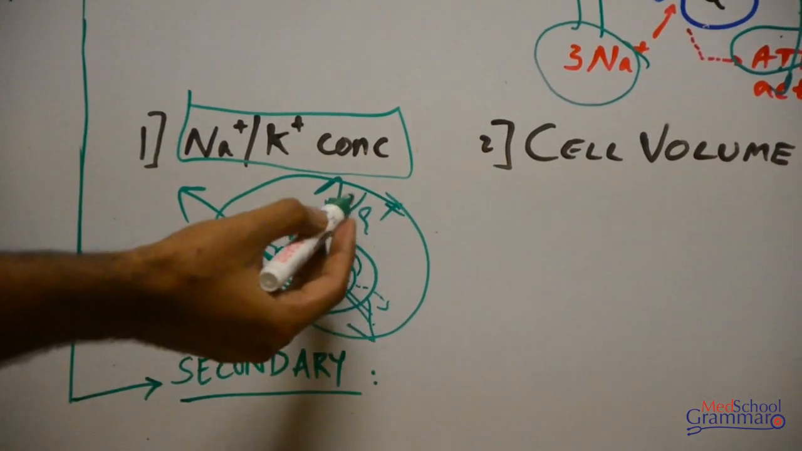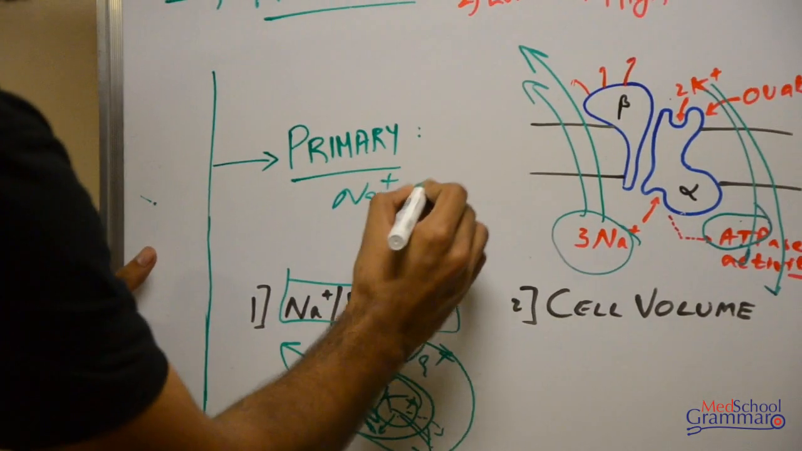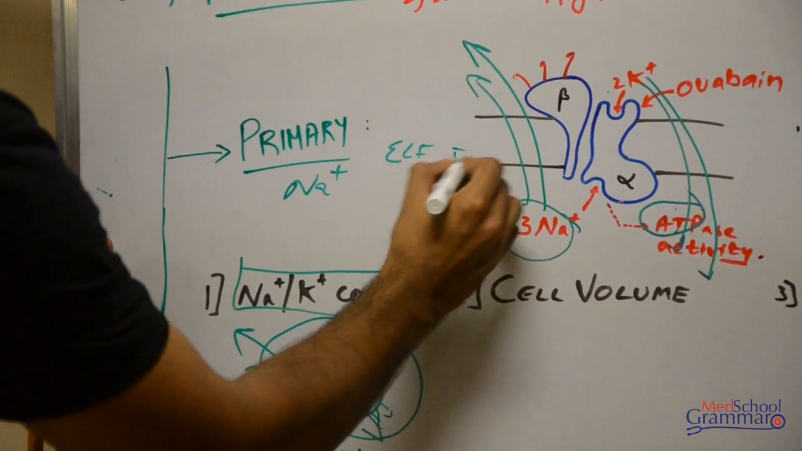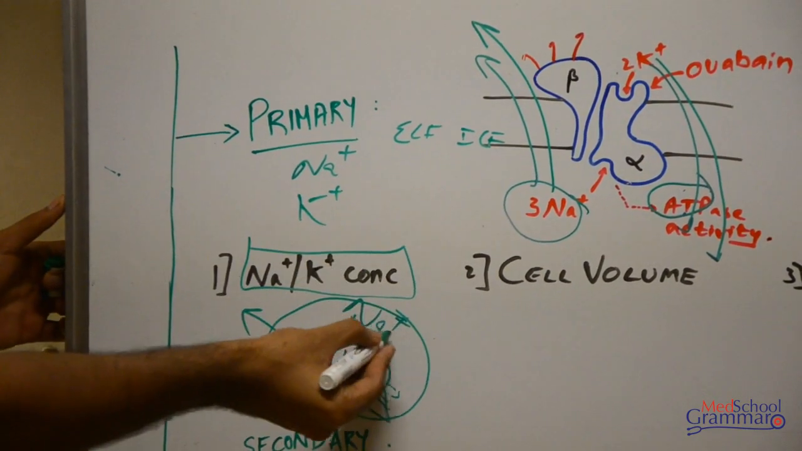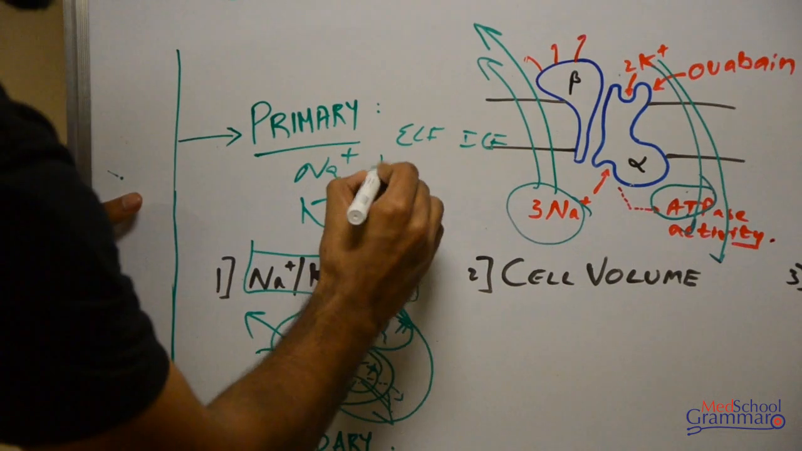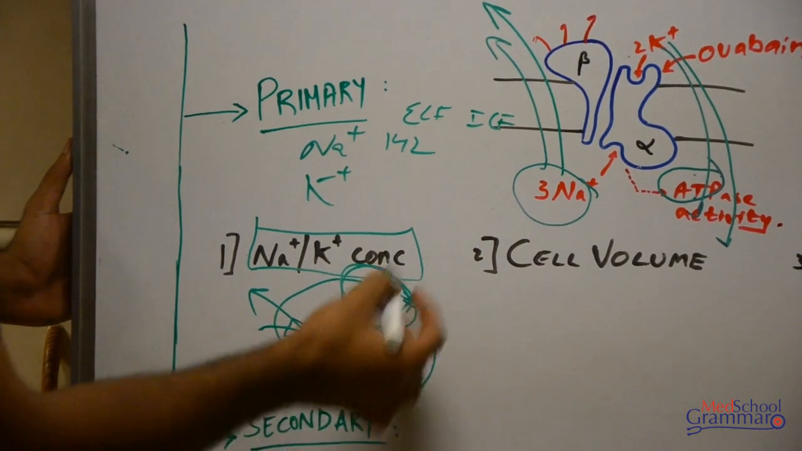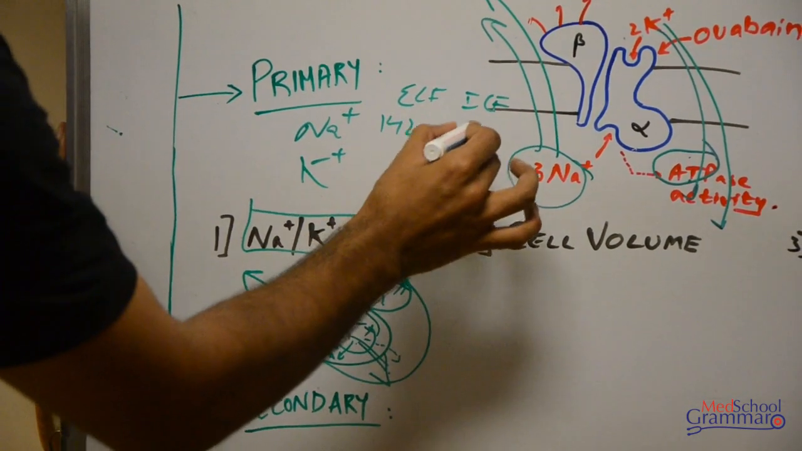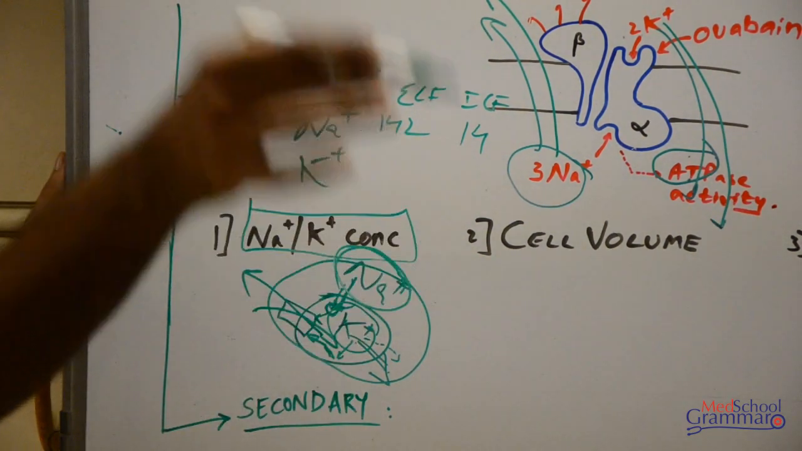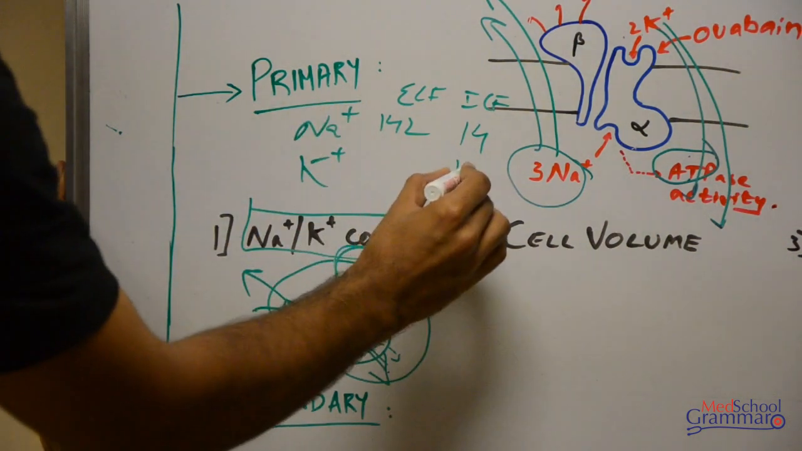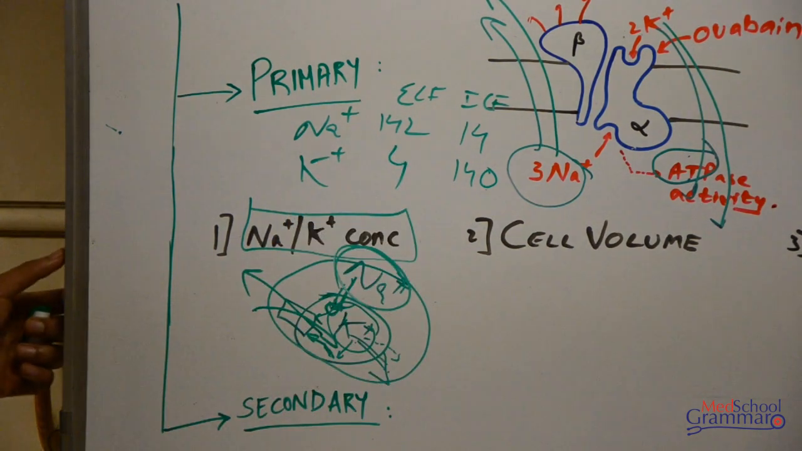Now just for your knowledge, the levels of sodium and potassium might be asked as MCQ. So sodium in ECF and ICF, and potassium in ECF and ICF. As you all know, sodium is mainly present in the ECF, so its concentration is 142 milliequivalents per liter. Inside the cell, sodium is present as 14 milliequivalents per liter. Potassium is the main cation intracellularly. Its concentration is 140 milliequivalents per liter, and outside the cell its concentration is 4.